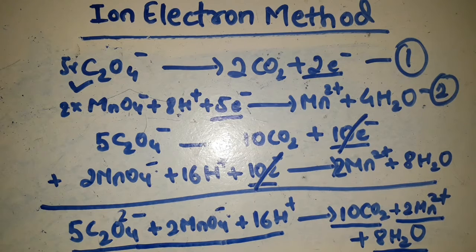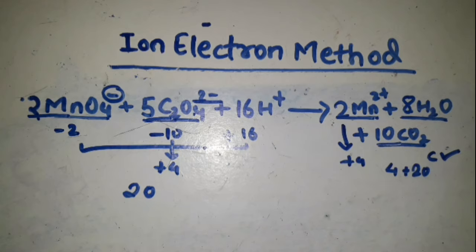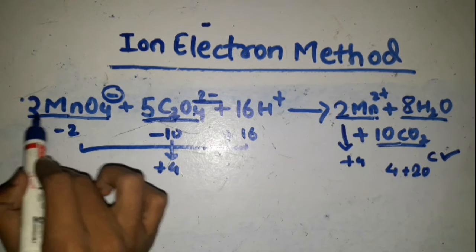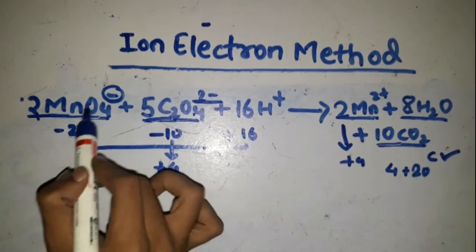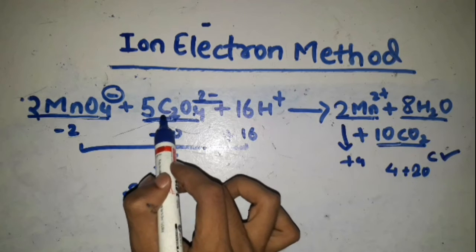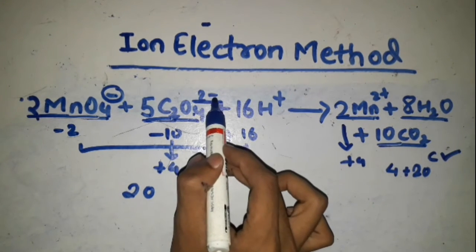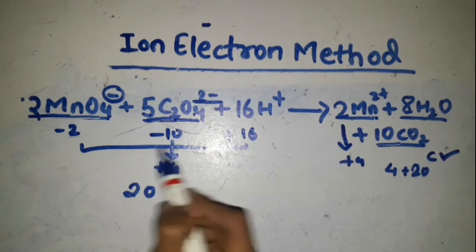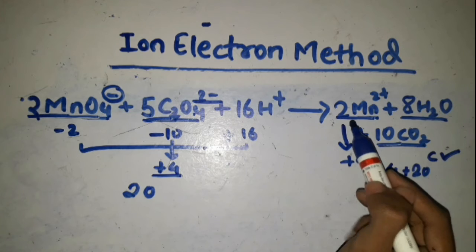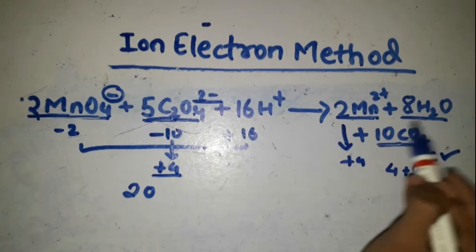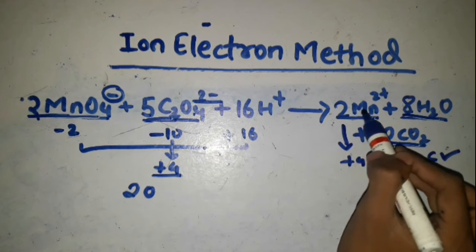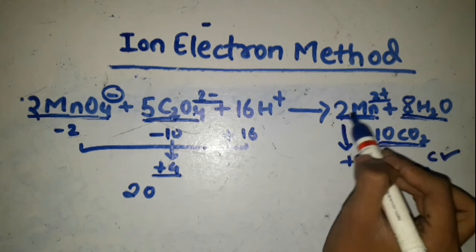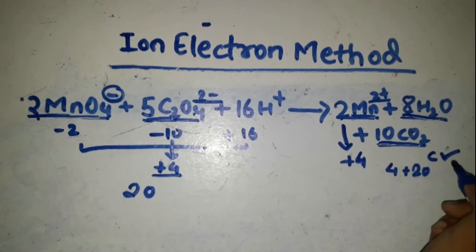Here we can match all the elements on the next page. Now we will see whether all the charges, compounds and atoms are balanced or not. Here 1 MnO4 contains minus 1 charge, so 2 MnO4 contain minus 2 charge. 1 C2O4 contains 2 minus charge, so 5 C2O4 contain minus 10 charge, and here we have 16 plus charge, so the net charge becomes plus 4. Here no charge is present, and 1 Mn contains 2 plus charge, so 2 Mn contain plus 4 charge, so the charge is equal.